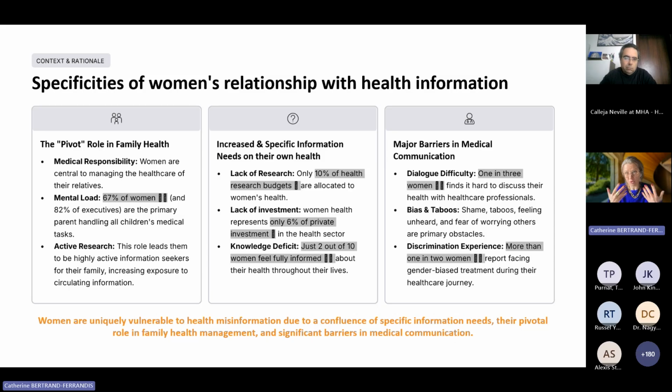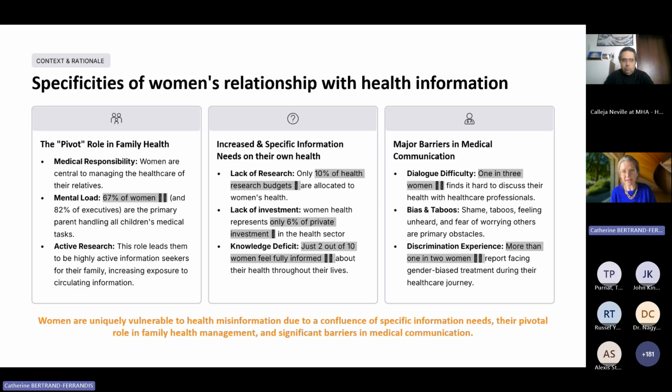We observed a lack of research on women's health. I think you all know here that unfortunately the health research specifically for women's health has been underfunded for years.